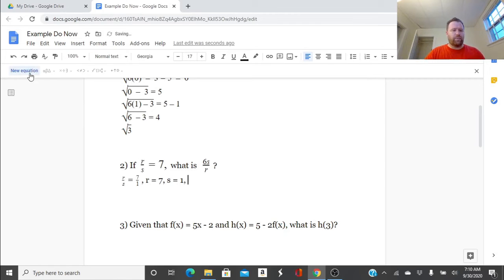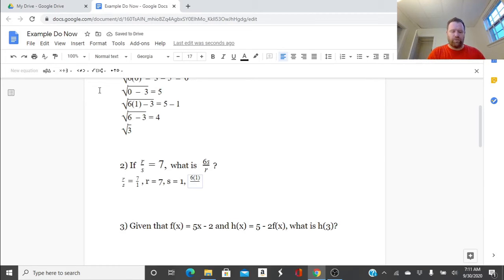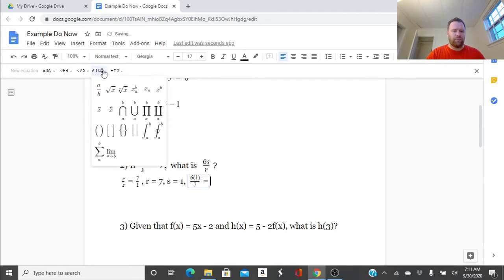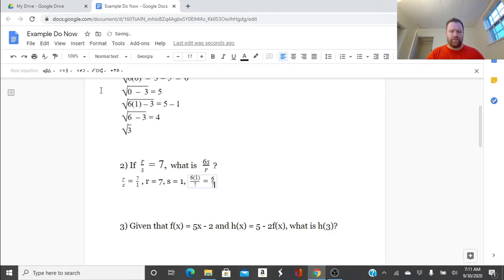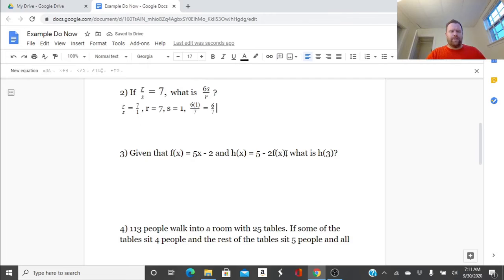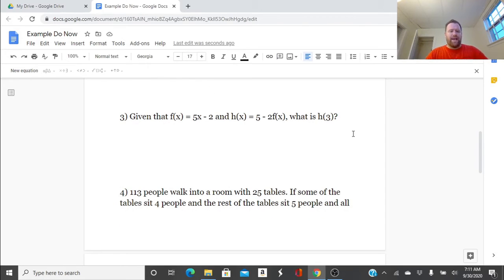So we can plug in and write 6 times 1 over 7, which is going to equal 6 over 7. So 6 over 7 is our solution to the second one. All right, in our third problem, we have f of x equals 5x minus 2 and h of x equals 5 minus 2 times f of x, and we're wondering what h of 3 is.